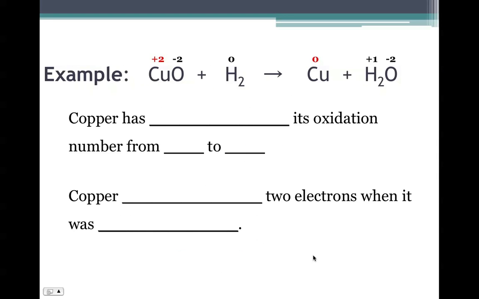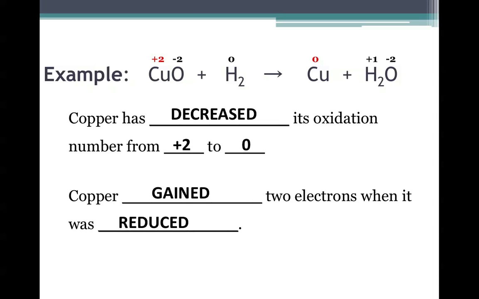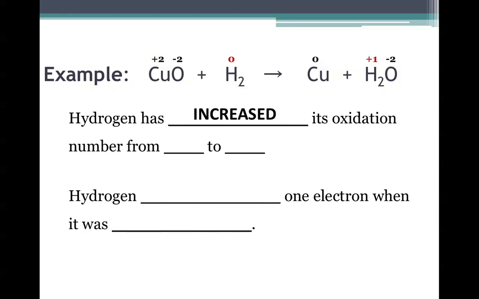So by assigning oxidation numbers above, and make sure you copy those into your notes, we can see that copper has decreased its oxidation number from +2 to 0. That means that copper gained 2 electrons, which is why the oxidation number went down, and that means that it was reduced. So copper was reduced because it went from +2 to 0. Hydrogen, however, increases oxidation number in this example. Hydrogen went from 0 to +1. So hydrogen then lost 1 electron in order for this change to happen, so it was oxidized.